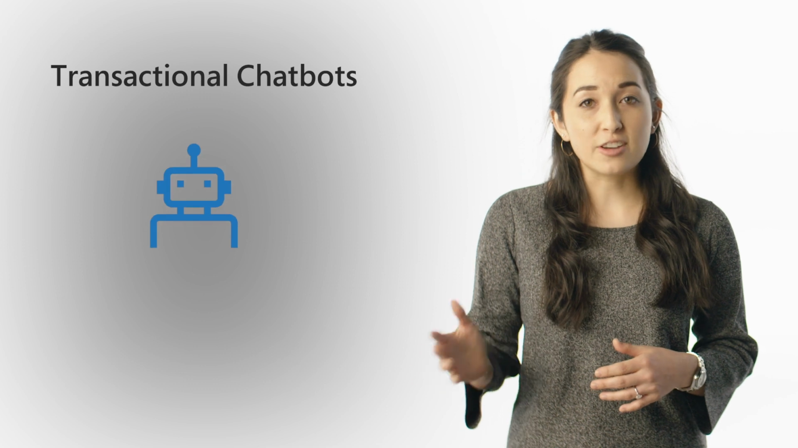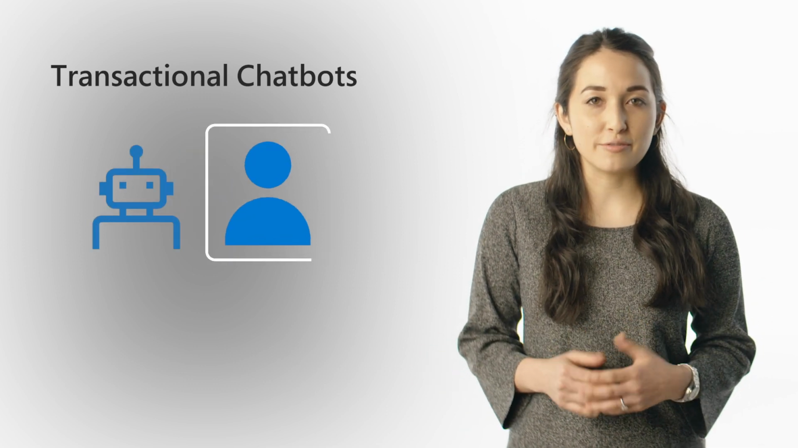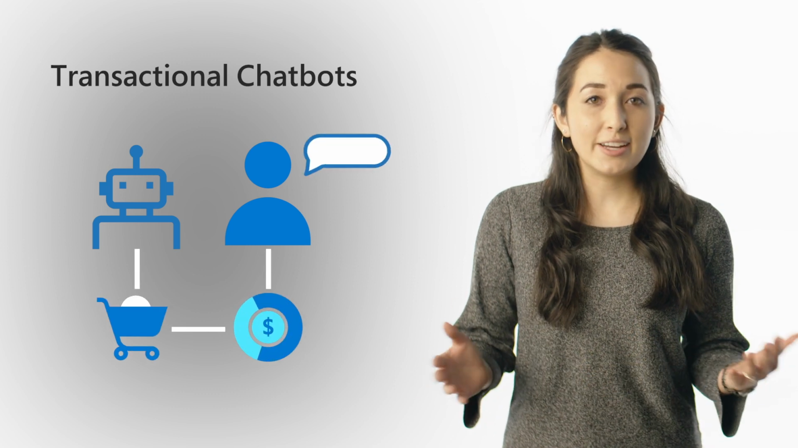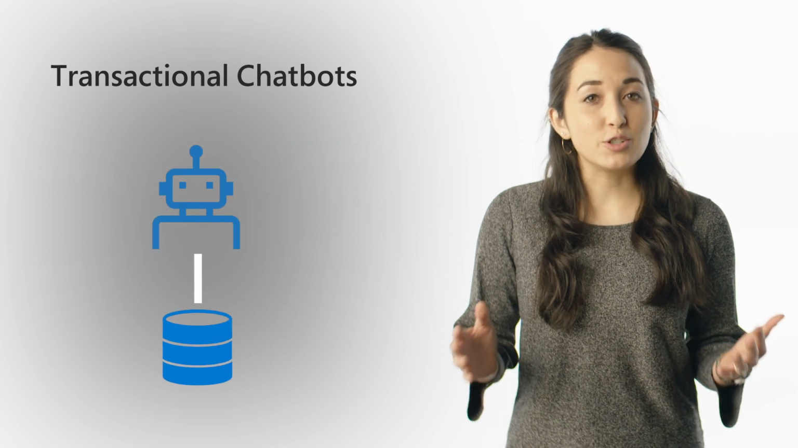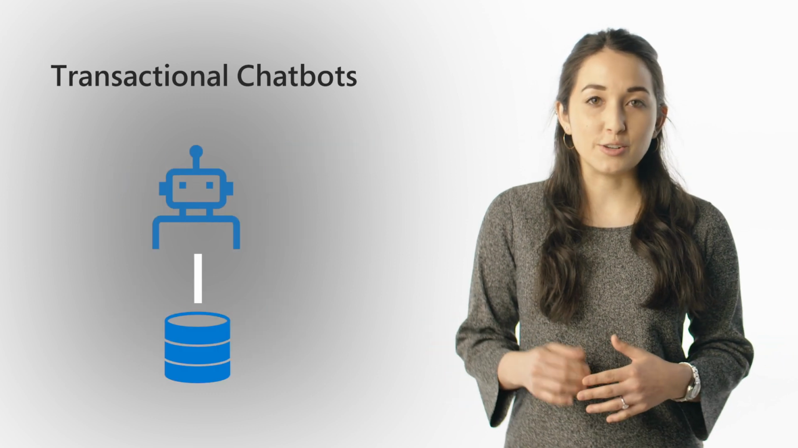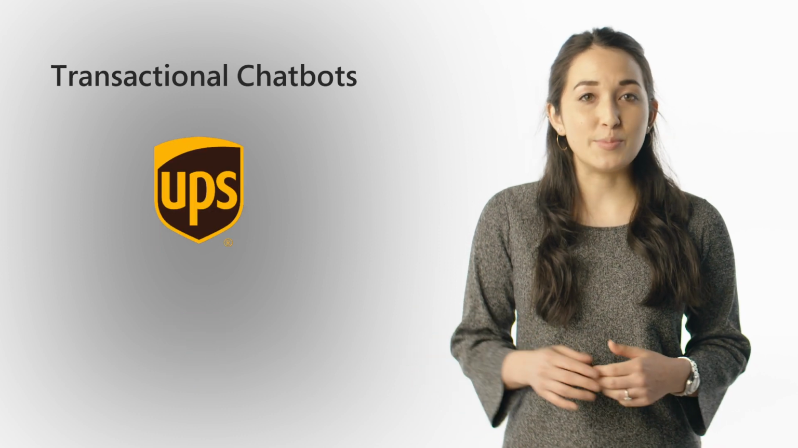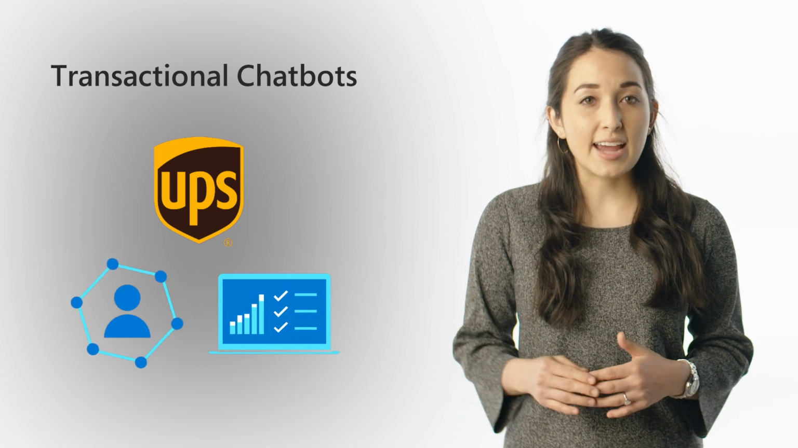Next, we have transactional chatbots that are used to empower end users to self-serve. Take, for instance, a customer who wants to place an order and later get an updated order status. This requires the chatbot to retrieve and sometimes edit records in your existing IT systems. For example, UPS built a chatbot to enable customers to self-serve and get a status on their packages.